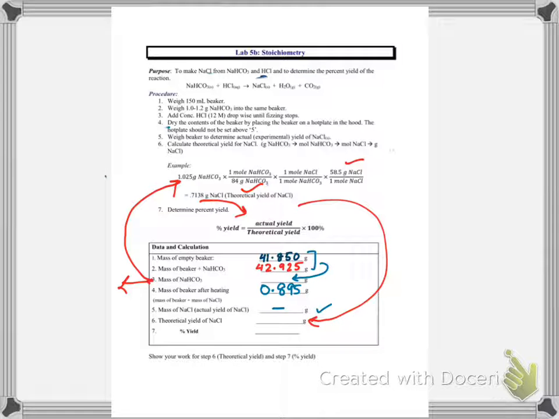Now, actual yield here, you got by doing the experiment. Theoretical yield here is based on your balanced chemical equation. And then you have to calculate percent yield, which is actual yield divided by theoretical yield times 100. For parts 6 and 7, please show complete work here and submit this lab next week before the exam.